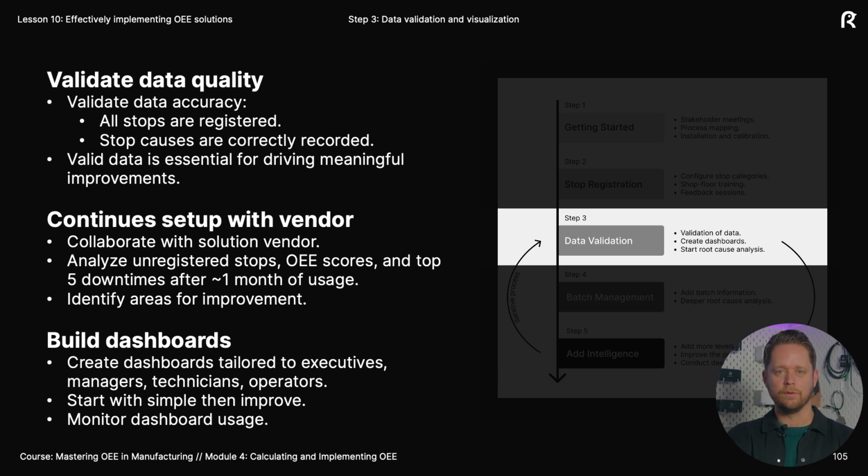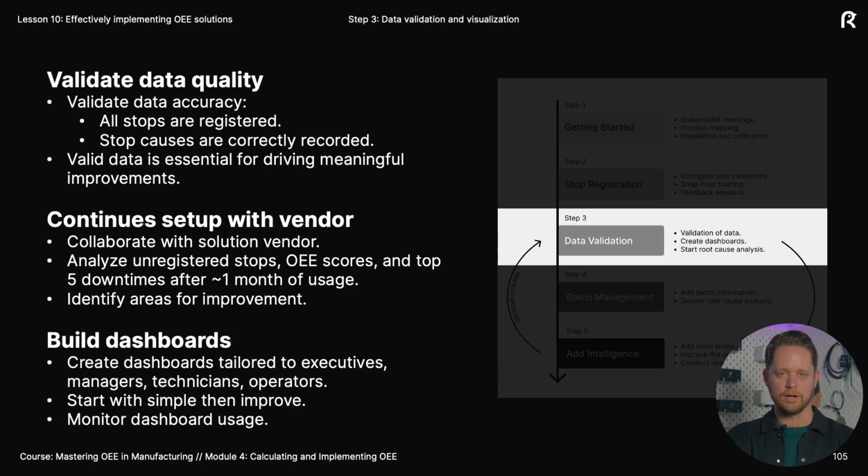Once you've collected data for around a month, it's a good time to analyze unregistered stops, OEE scores, and the top 5 downtime categories with your solution vendor. Then, decide on what needs to be improved going forward and figure out what data could further help your teams.